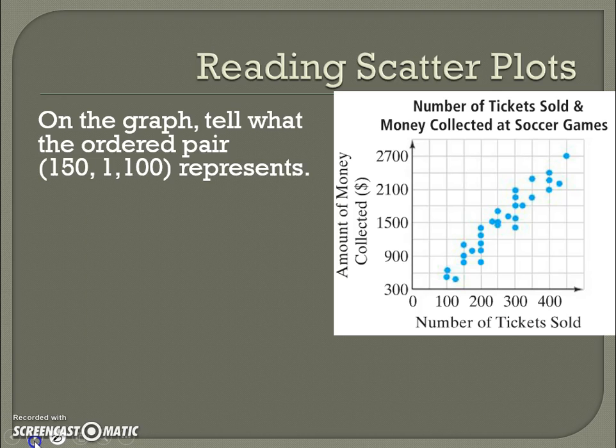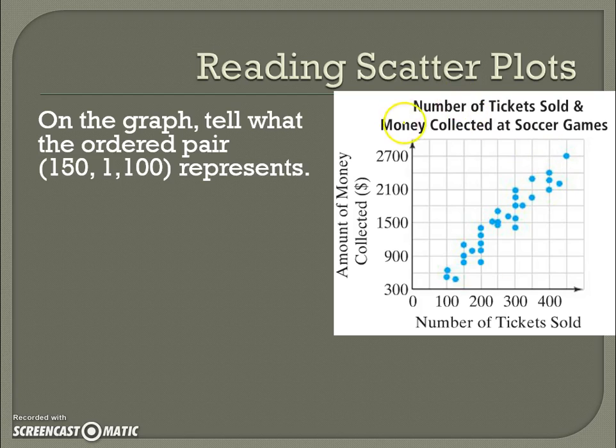Okay, so reading scatter plots, it says on the graph, tell what the ordered pair 150, 1100 means. So let's go ahead and first define this. I'm going to look at this scatter plot and just study it for a second because it's foolish to try to answer questions about graphs without actually looking and studying. What is the graph trying to tell me?